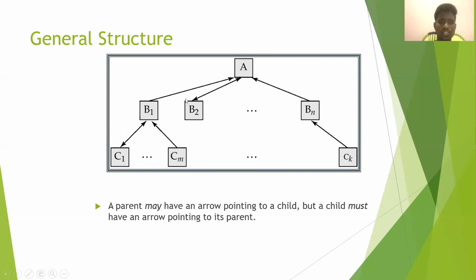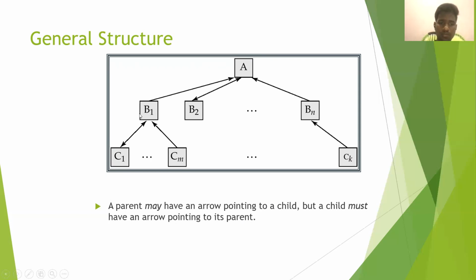The general structure of the tree structure diagram is here, where we can see A. A is the parent node for B1, B2, Bn. Here this box represents the record type and this line represents the link between the parent and the child. A parent may have an arrow point to a child, but a child must have an arrow point to its parent. This means the child should always point to its parent.